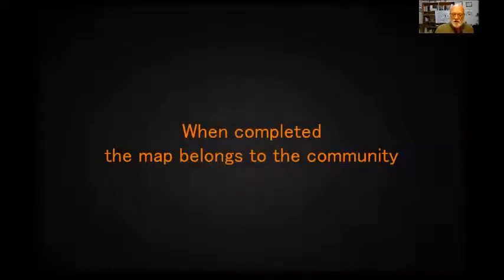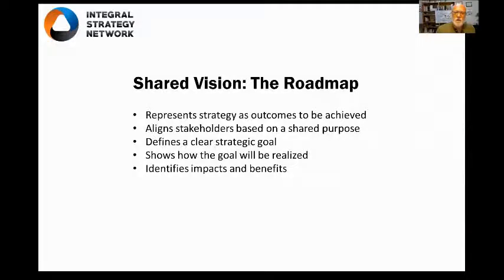And when it's done, the map actually belongs to the community that created it. Remember, it's not us that's creating it, it's you guys. And as you do it, you actually begin to own it. It's really important. The strategy represents a shared vision of outcomes that need to be achieved. It aligns the stakeholders based on that shared purpose, and it helps define a very clear and specific strategic goal. It also shows how that goal will be realized, and it identifies the impacts and benefits that society, those folks that care and invest in us, will actually see and realize.